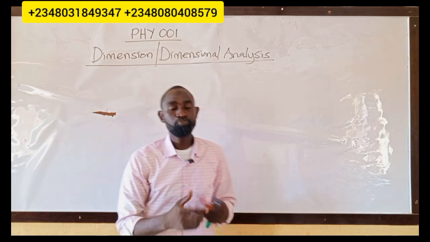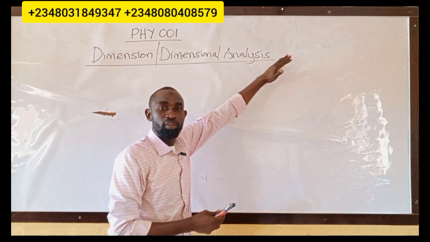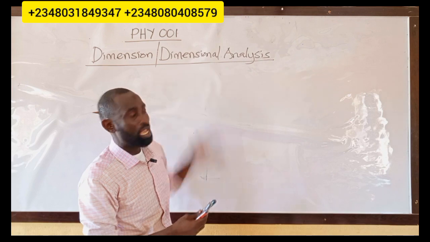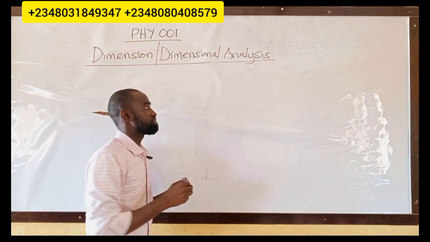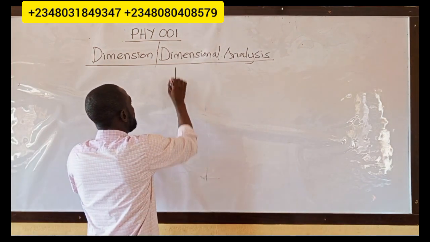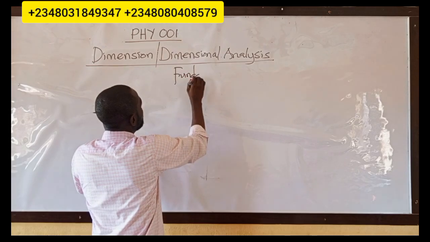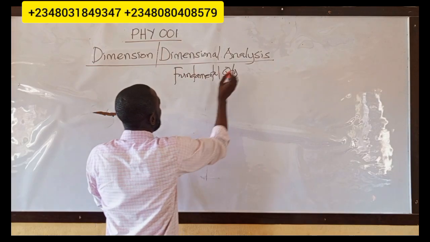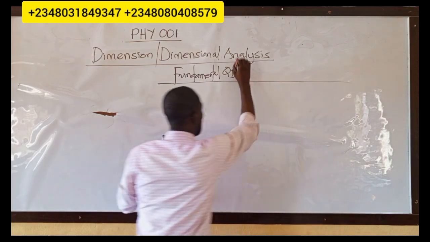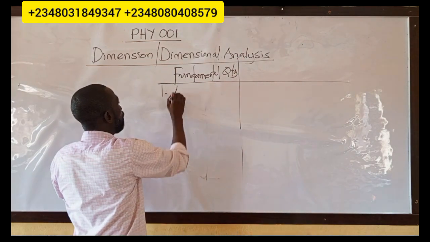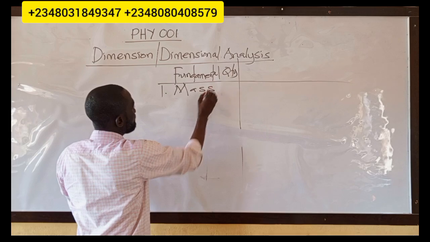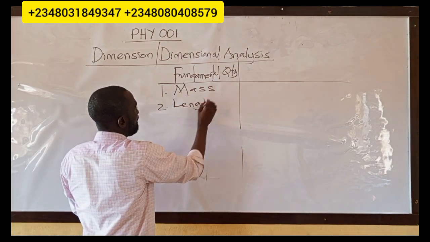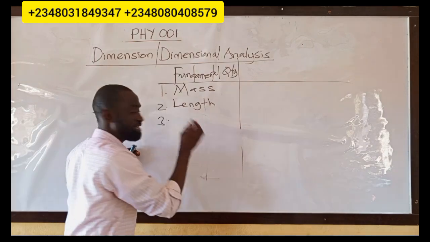So I'm going to give us a table that will show the fundamental quantities that we have in physics, before we proceed to dimension. We have 7 of them in physics. Let's have this table. Fundamental quantity. The first one is mass. The second one is length. The third one is time.